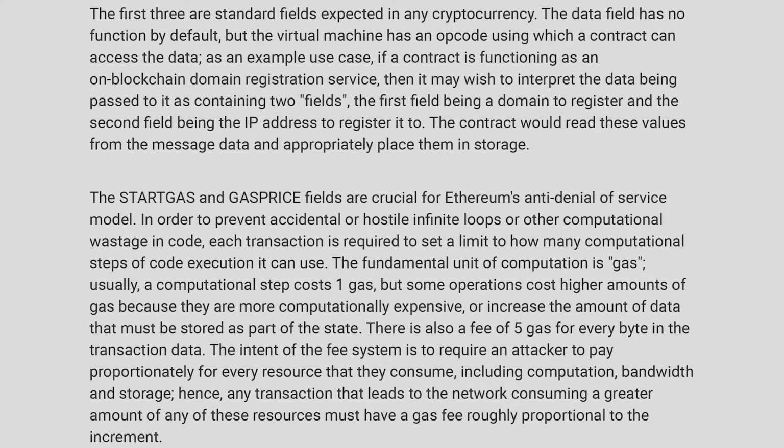In order to prevent accidental or hostile infinite loops or other computational wastage in code, each transaction is required to set a limit to how many computational steps of code execution it can use. The fundamental unit of computation is gas. Usually a computational step costs 1 gas, but some operations cost higher amounts of gas because they are more computationally expensive, or increase the amount of data that must be stored as part of the state. There is also a fee of 5 gas for every byte in the transaction data.